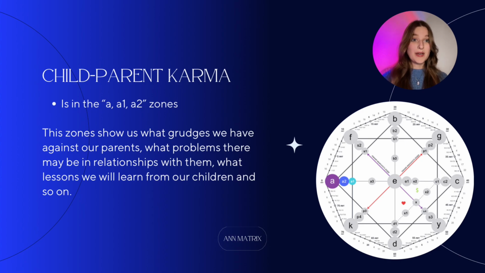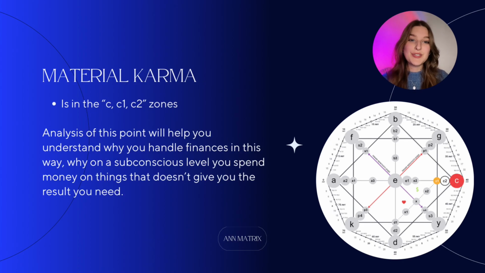Points A, A1, A2. By knowing the energies on the left side of the matrix, we can understand what grudges we have against our parents, what problems there may be in relationship with them, what lessons we will learn from our children, and so on. 3 energies on the right, point C, C1, C2, form material karma.